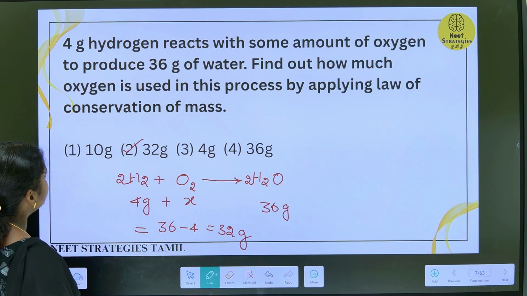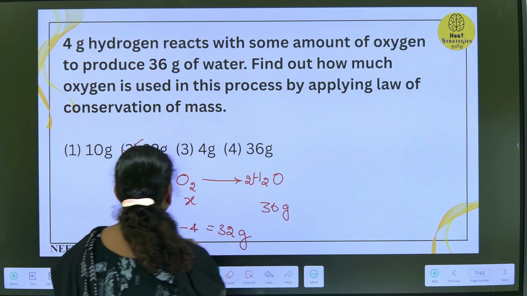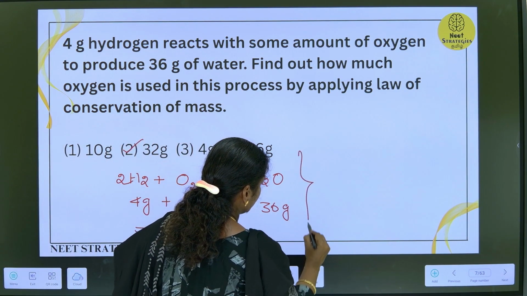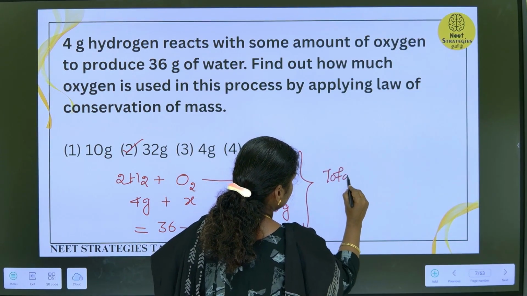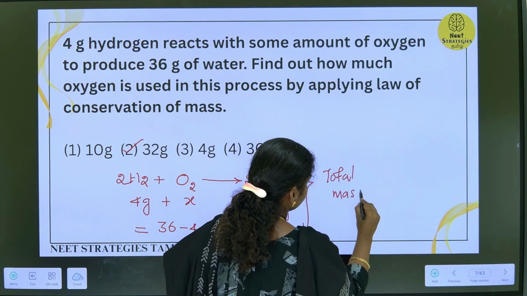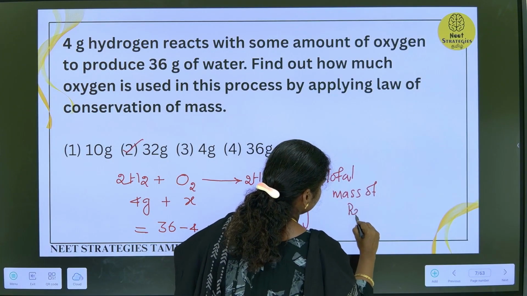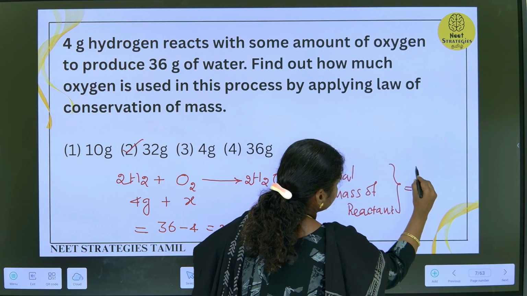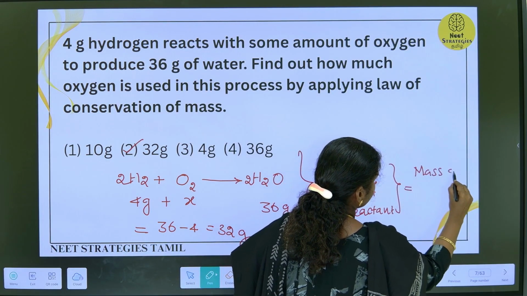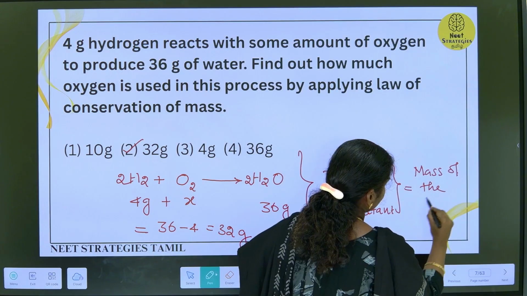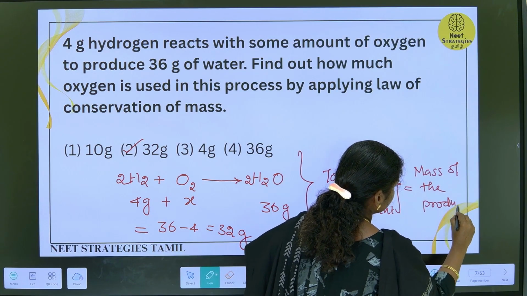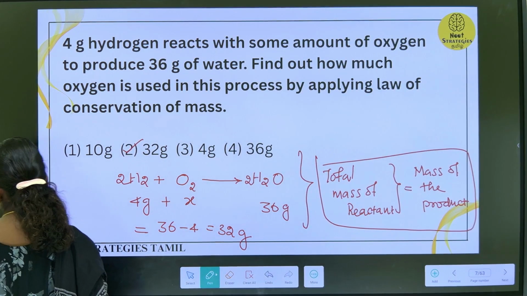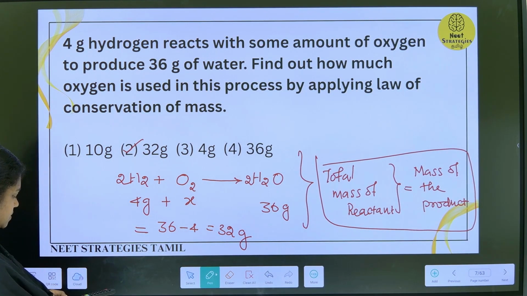So this is proved. Finally, what is concluded is that the total mass of the reactants is equal to the total mass of the products. This is how the law of conservation of mass is proved, right? Next one.